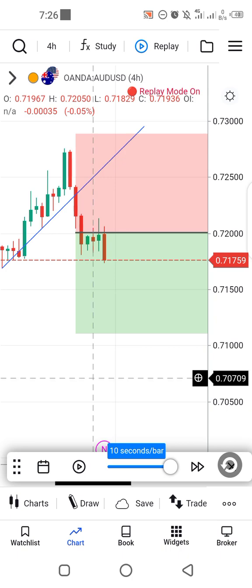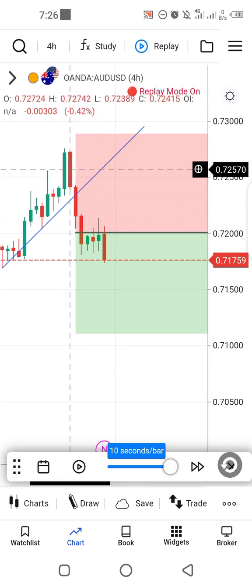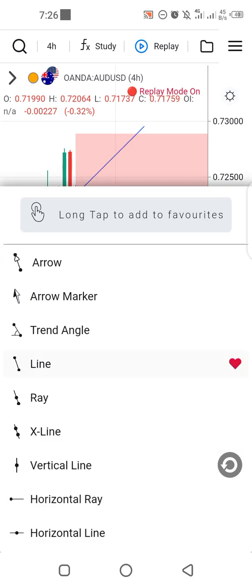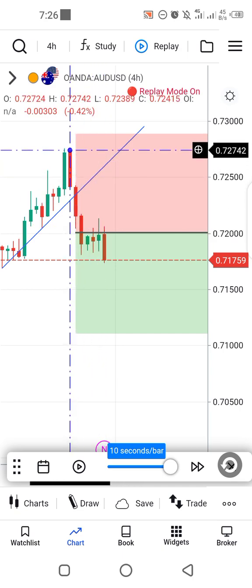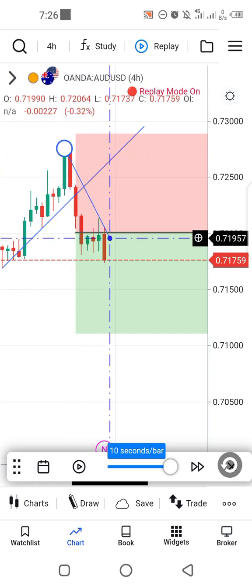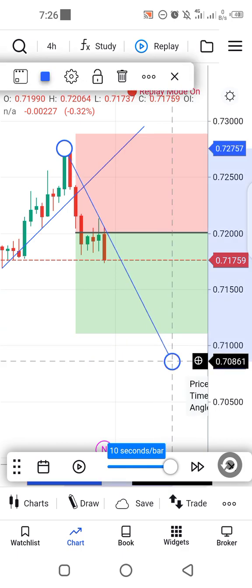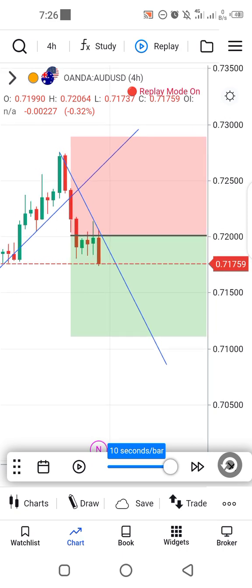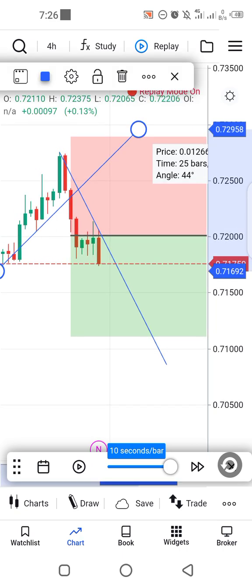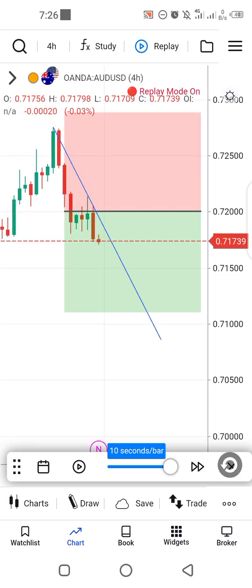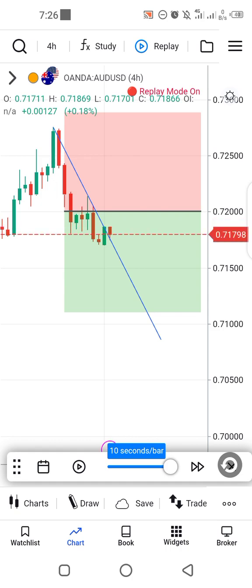So I know that according to our strategy, I already have a high here, I have a low, I have another high here. So I'm going to draw another trend line that the market is going down. Just like that. So let me remove this trend line. We don't need it any longer. The market is now moving down. So let's see how the market continues to perform.